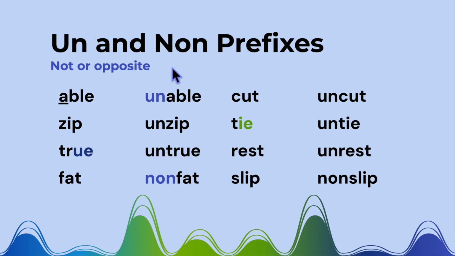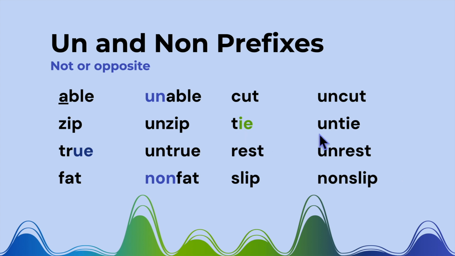We're going to learn about the most important English prefixes. Un and non both mean not or opposite. So here we have the word able with a long A. We add un in front of it and we get the word unable, which means not able. Cut, uncut. Zip, unzip. IE at the end of a short word has a long I sound.